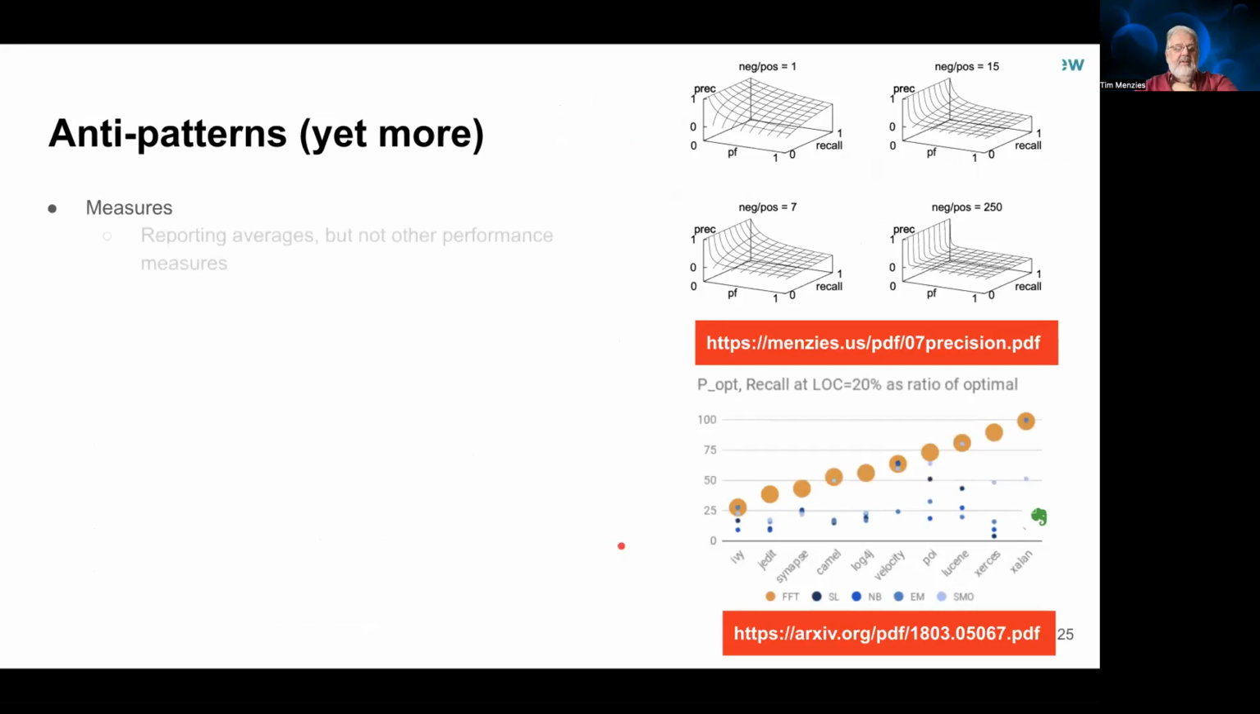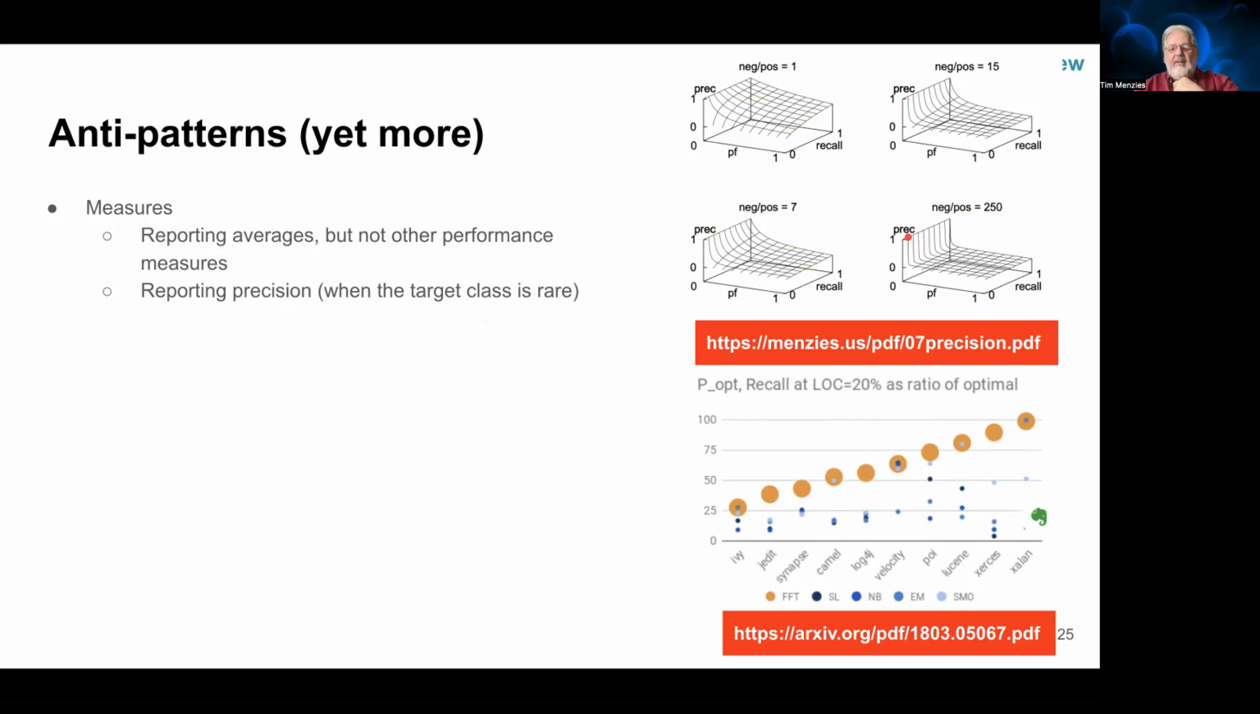Yet more anti-patterns: reporting averages and not the variations, not the interquartile range or the variances. When the target class is rare, precision's really weird. How many of you have ever graphed up precision, recall and false alarm? And there's this neg-pog ratio, which is how big is the target. When the target's about 50% of the data, precision, false alarm, and recall are well behaved. But as the target class gets rarer and rarer, and we have SE data sets down here, the space of high precision results is in this very narrow range here, and tiny changes.